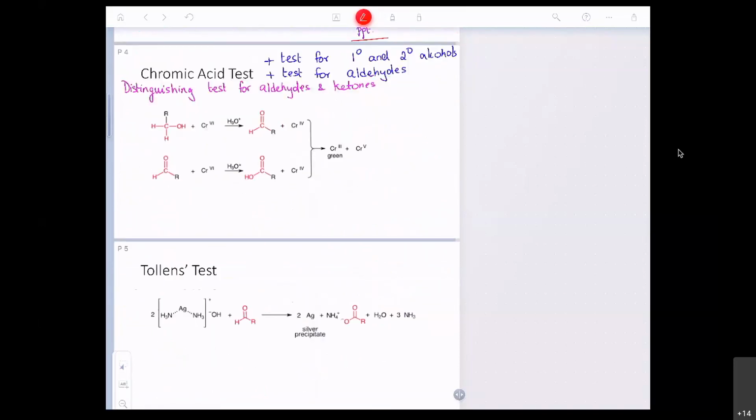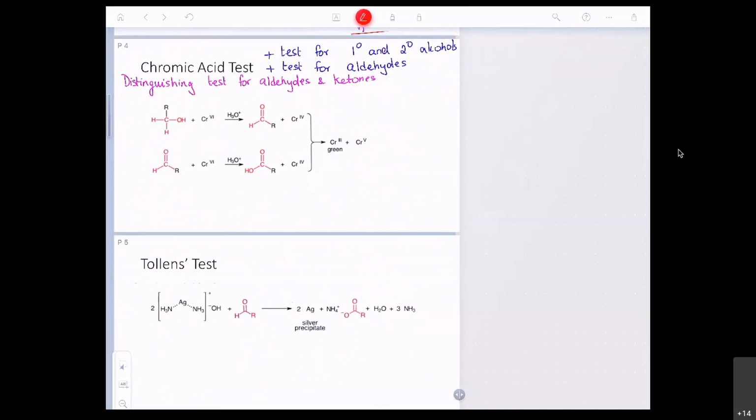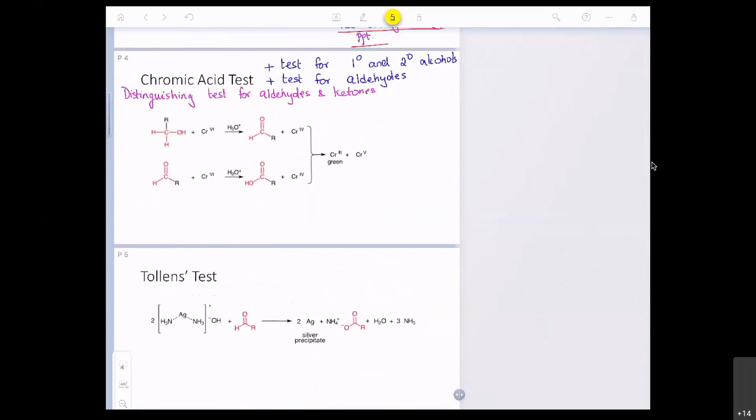Our next chemical test is a chromic acid test. Feel free to stop me at any time if you have any questions. Okay. So our next test is a chromic acid test.